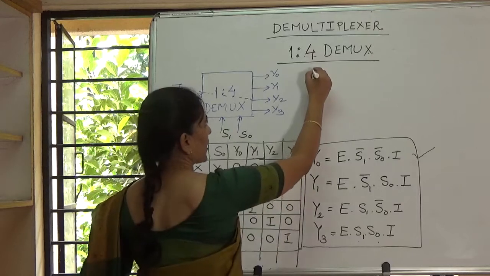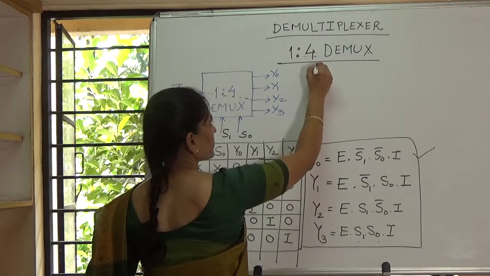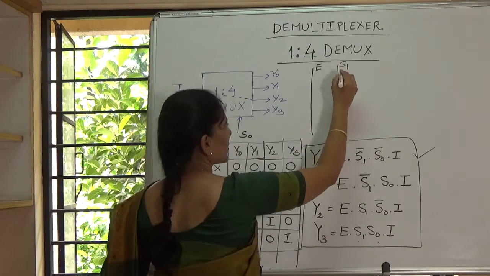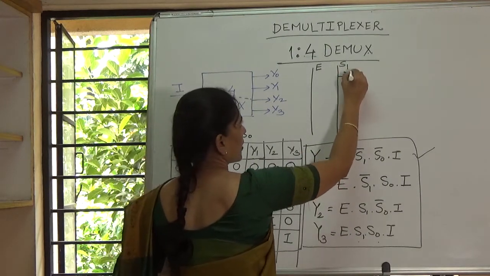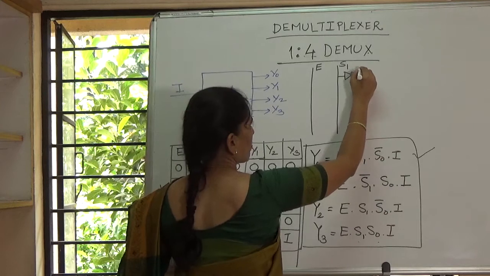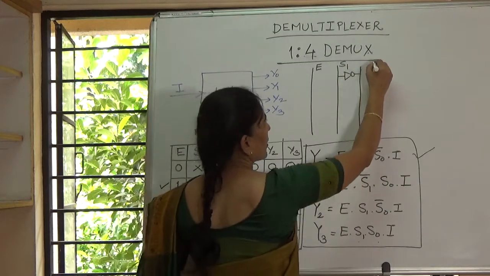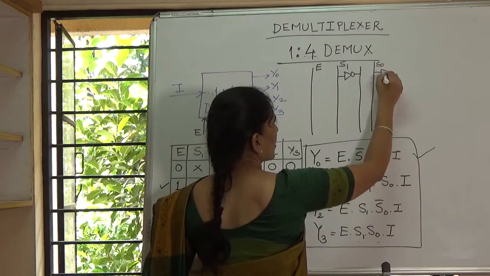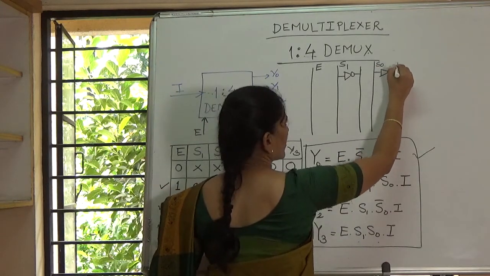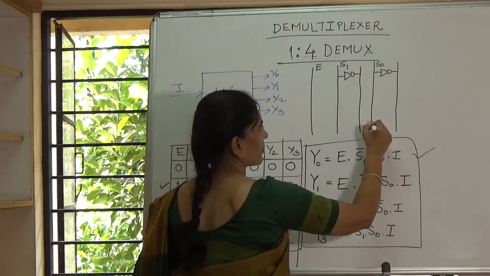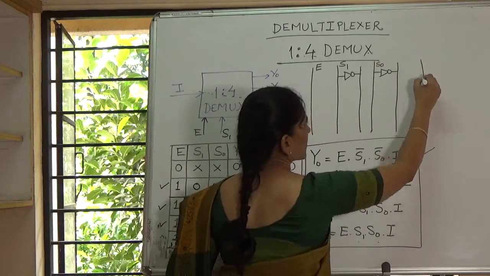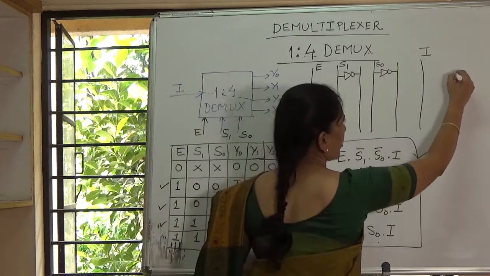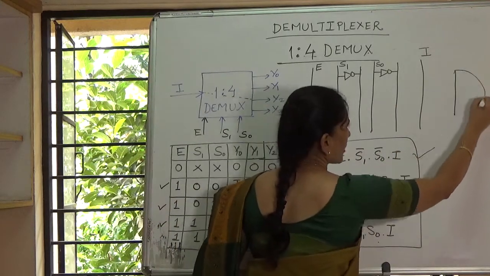Let us show the implementation for Y0, and it can similarly be duplicated for the others. So we'll take E, S1, S1 bar, S0, S0 bar, and the input I. So we'll require a 4 input AND gate.